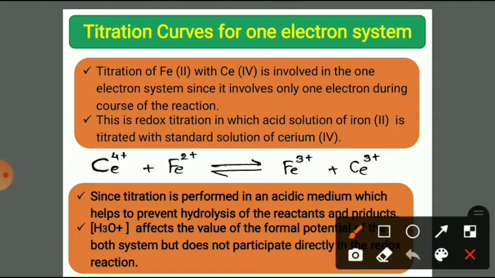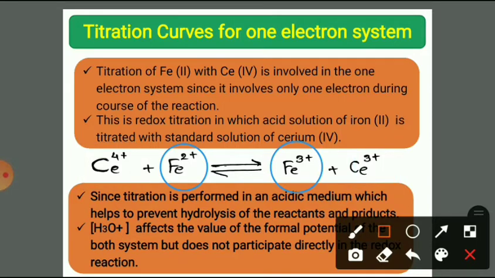Now here if you see, this Fe2+ is converted into Fe3+. So this is an oxidation process, in which there is one electron difference between Fe2+ and Fe3+. Again, if you see cerium 4+ and cerium 3+, in which the reduction takes place, in those two species also there is a one electron difference. So this is a one electron system reaction or titration.